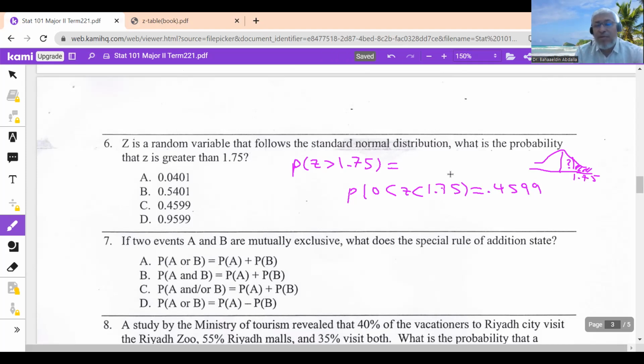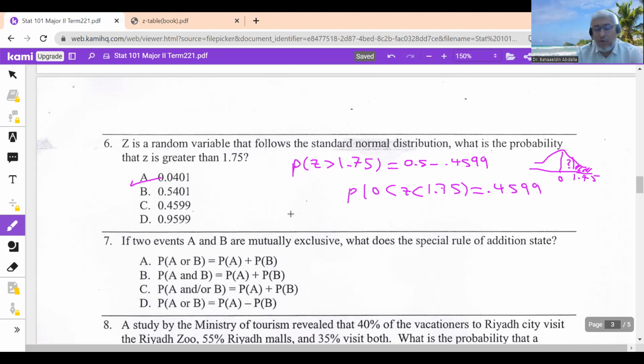So to find the probability of Z greater than 1.75, we know that the probability to the right of 0 is 0.5. So if you subtract 0.5 minus 0.4599, you get the correct probability, which is in this case 0.401. Okay.